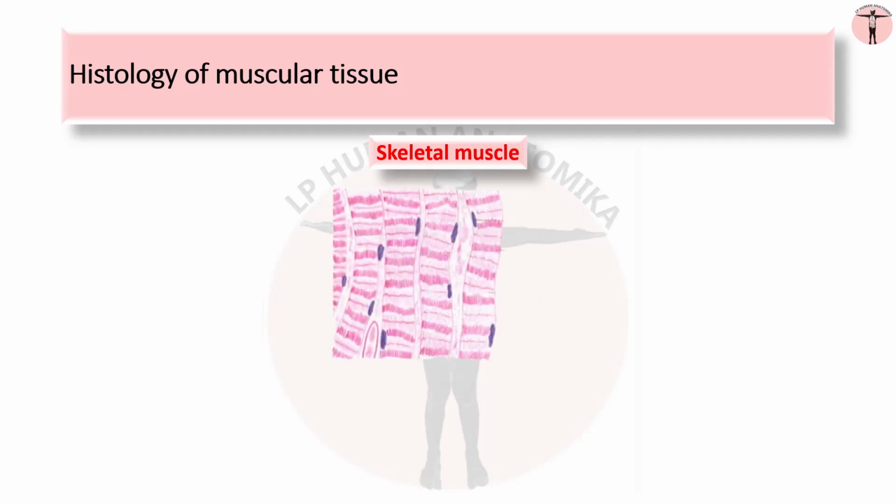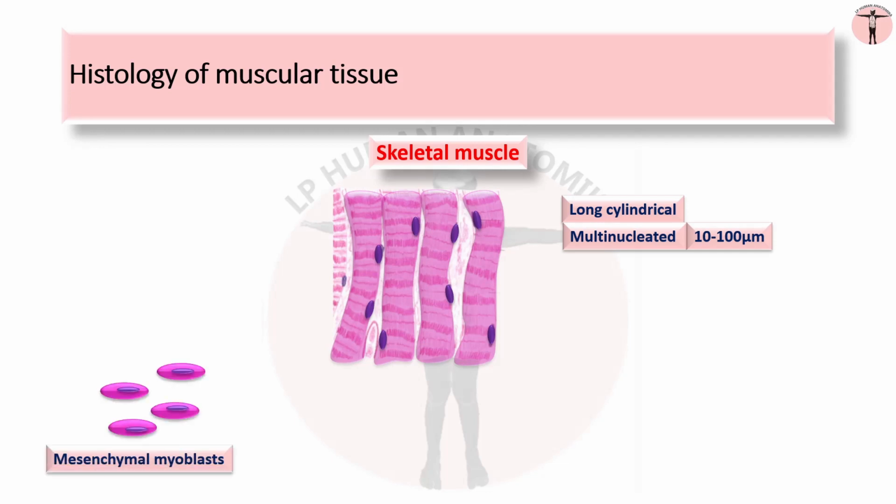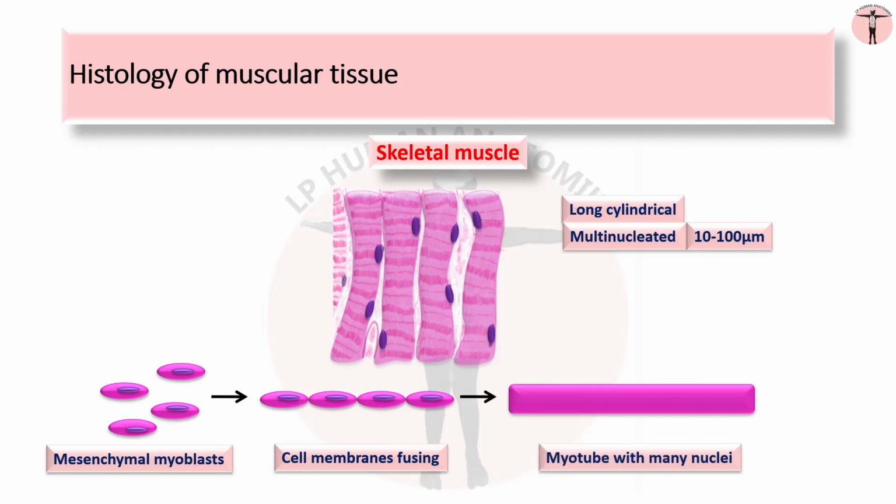Skeletal or striated muscle consists of muscle fibers, which are long cylindrical multinucleated cells with diameters of 10 to 100 micrometers. During embryonic muscle development, mesenchymal fibroblasts fuse, where the cell membranes of individual cells fuse together to form a single membrane, leading to a myotube with many nuclei. These myotubes then further differentiate to form striated muscle fibers.